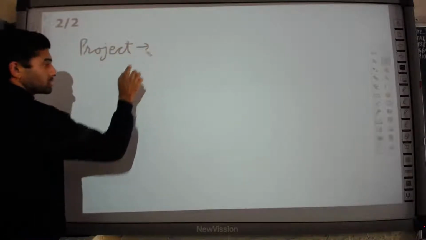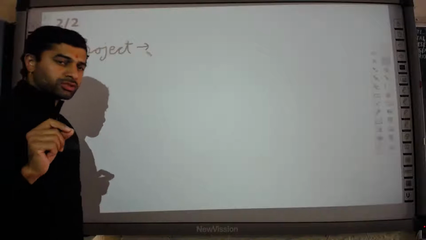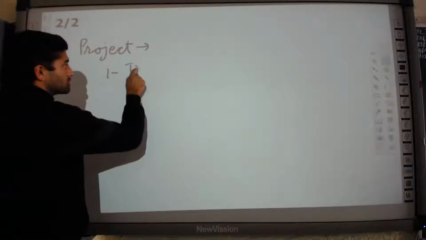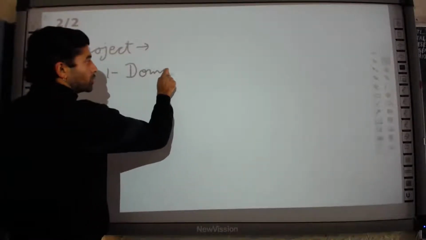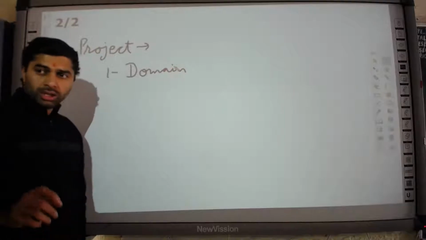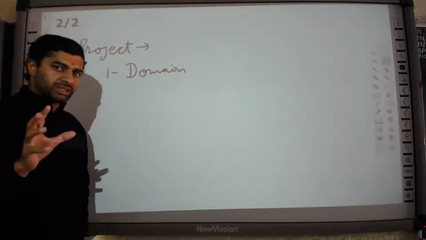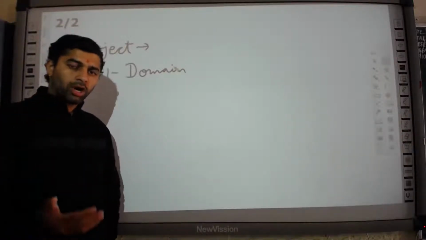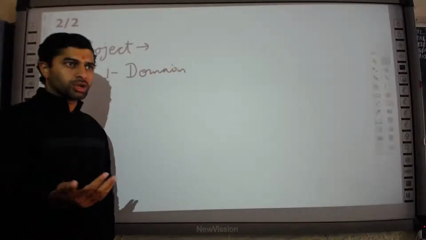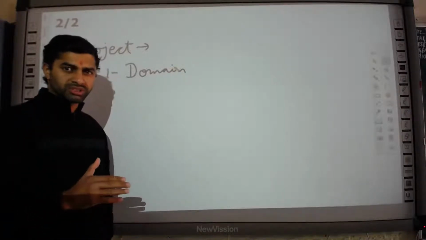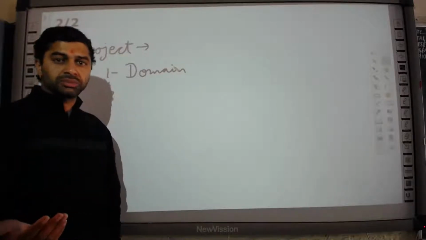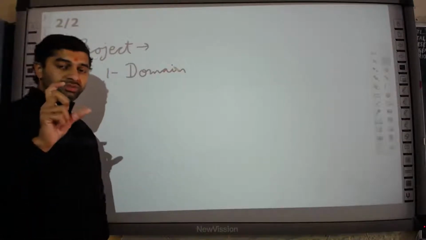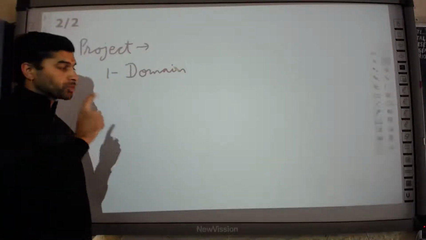While developing a project, there are some points that you should keep in mind. Number one, the first thing you have to do is select a domain. That means the area for which you are making the project. You can make a project on a bank management system, a library management system, a student information system, a railway reservation system, a ticket booking system, or a hotel management system. So the first thing you have to do is identify the domain on which you are making the project.